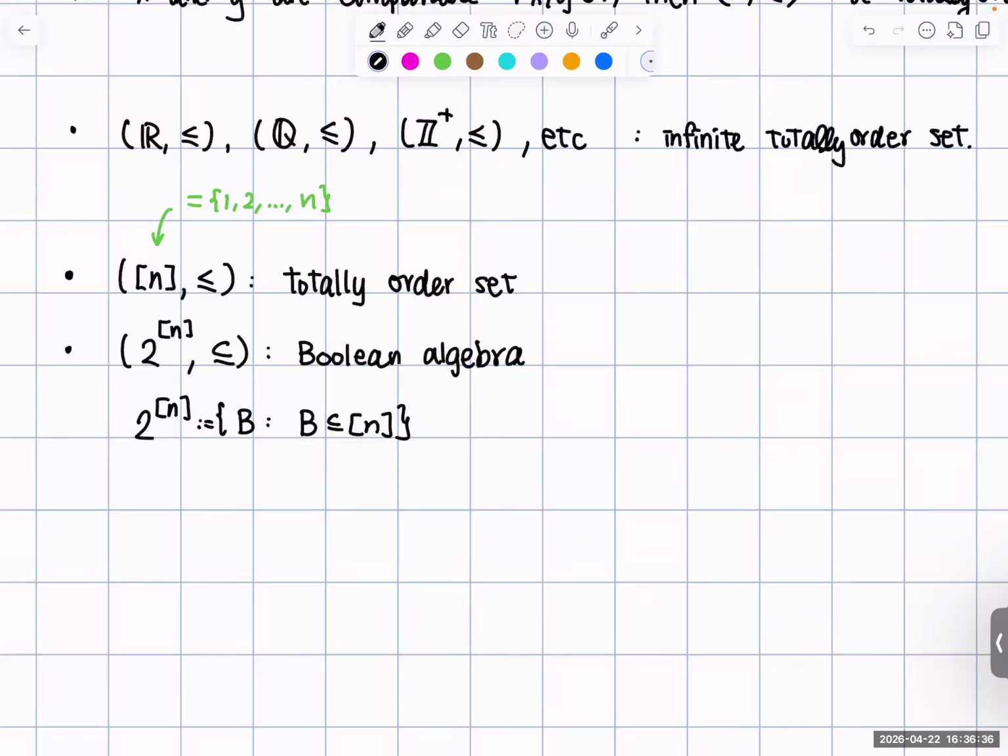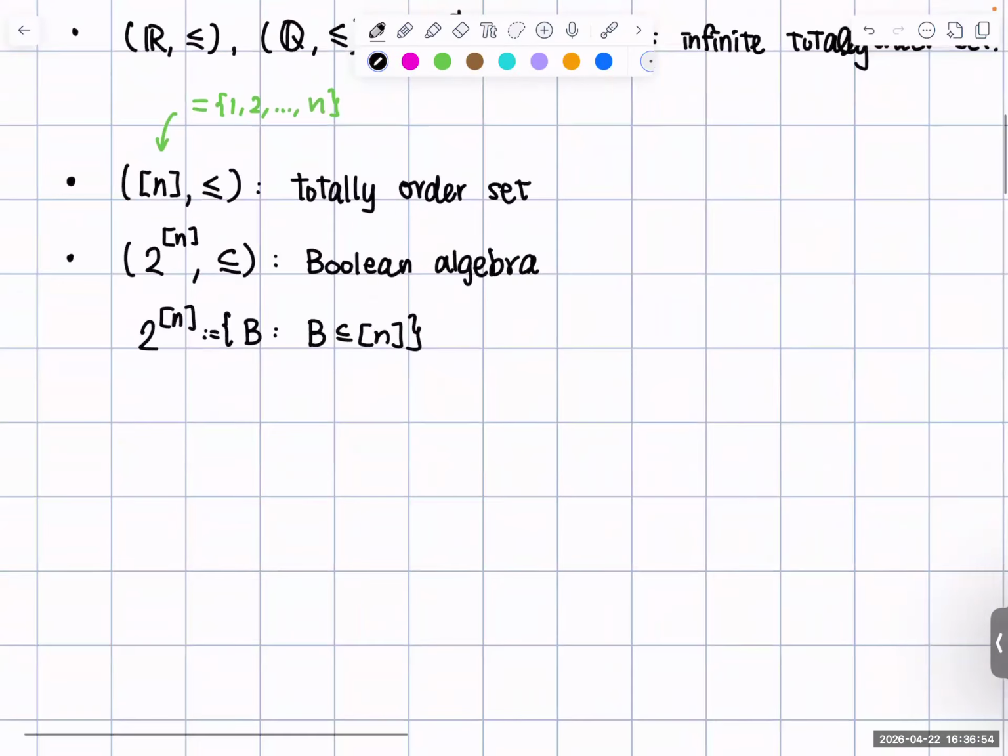So this is called Boolean algebra. The reason it's called Boolean algebra is that it's related to the algebra, the Boolean algebra, as an algebra before we look at the poset structure. But anyway, that's usually called a Boolean algebra, Boolean lattice, or Boolean poset. And let's first of all just draw it out.